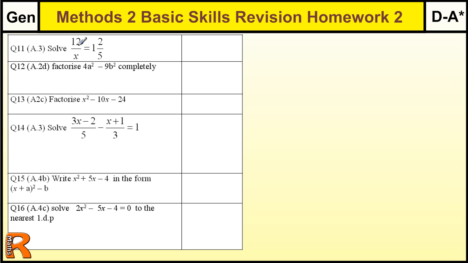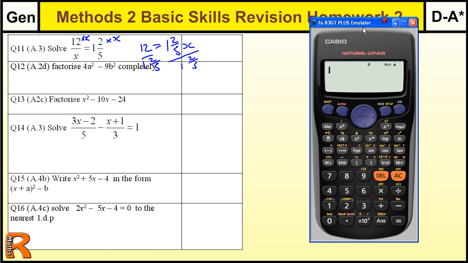Question 11. Got a fraction equation. Quite tricky to do these with the x on the bottom. You can make this quite easy to make a mistake on this. But essentially what you need to understand is if we times both sides by x, then that gets rid of the x on the bottom. We have 12 equals 1 2/5 x. And then we just divide by the 1 2/5 to get the answer. So we end up doing 12 divided by 1 2/5, which is 0.4, or we could type the fraction in.